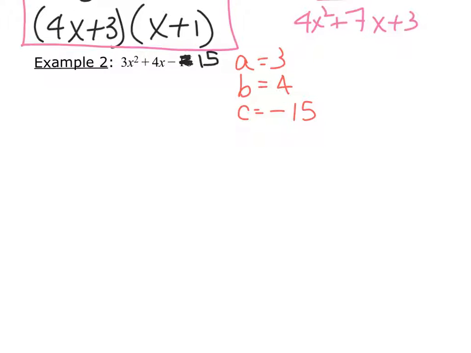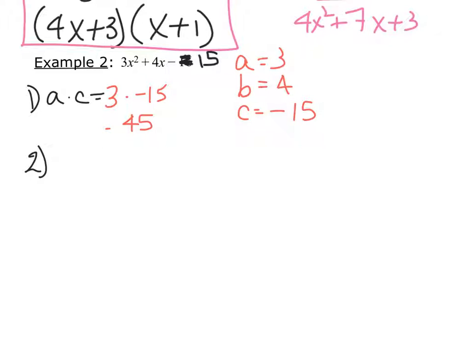Good. All right, step 1. A times C, that's 3 times negative 15, which is negative 45. Beautiful. Step 2. We're going to list all of the pairs of factors of negative 45 so that we can find that b value 4, right?